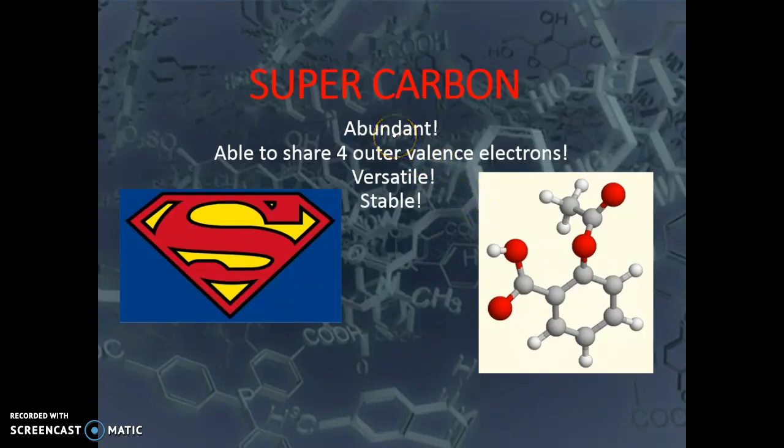First, it's abundant. There's tons of it everywhere. It has 4 valence electrons, so it can bond with 4 other atoms at the same time covalently. It's versatile, so it can bond with a lot of different things, and it's also very stable. So once it's bonded, things don't fall apart.